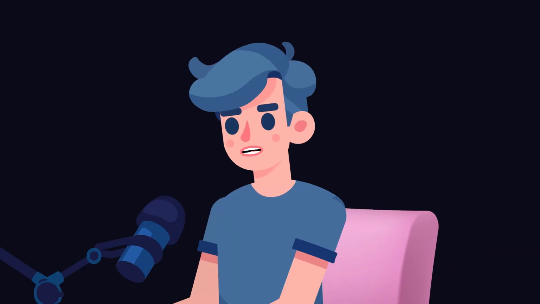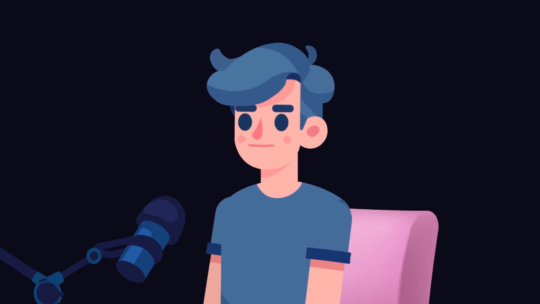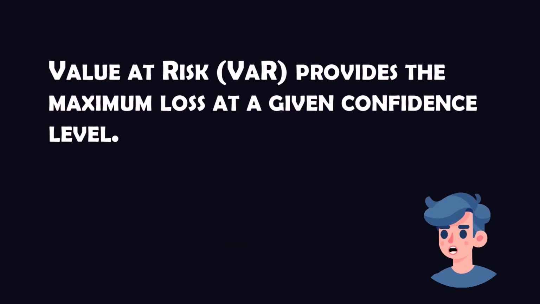Now, let's address some frequently asked questions. First, how does expected shortfall compare to value at risk, VAR? While VAR provides a threshold value of potential loss with a given confidence level, ES helps in understanding the severity of losses beyond this point. This is why ES is preferred for more comprehensive risk assessment.